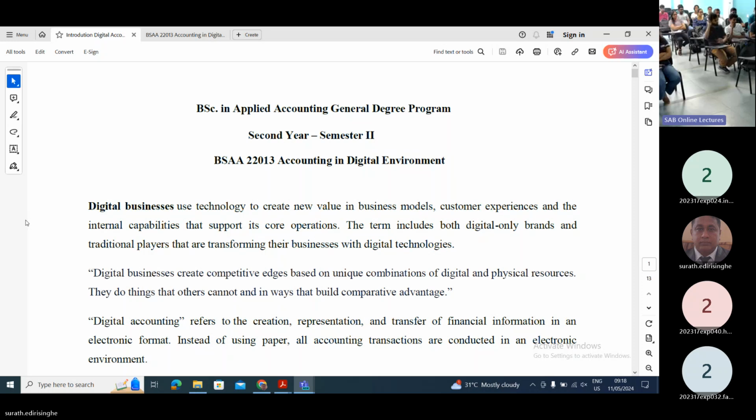Otherwise, I have normally conducted the lectures from the lab. In this lab, everything you have to manage on your computer. Don't write everything in the book. Digital accounting now. Instead of using papers and books and records, now we transfer our knowledge to the digital platform.